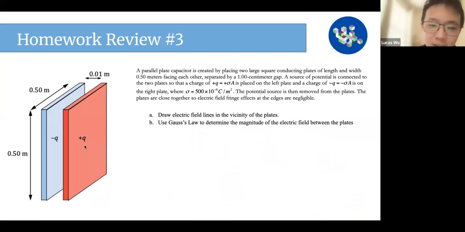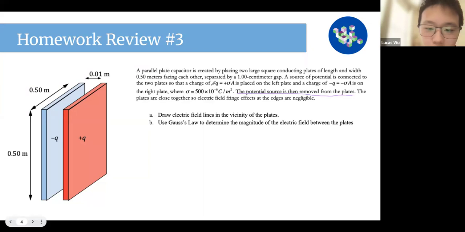A parallel plate capacitor is created by placing two large square conducting plates of length and width 0.5 meters facing each other, separated by a 1 centimeter gap. A source of potential is connected to the two plates so that a charge of Q equals positive sigma A is placed on the left plate, and a charge of negative Q equals negative sigma A is on the right plate, where sigma is 500 times 10 to the negative 6 coulomb per meter squared. The potential source is then removed from the plates, and you'll see that this will be important later on.